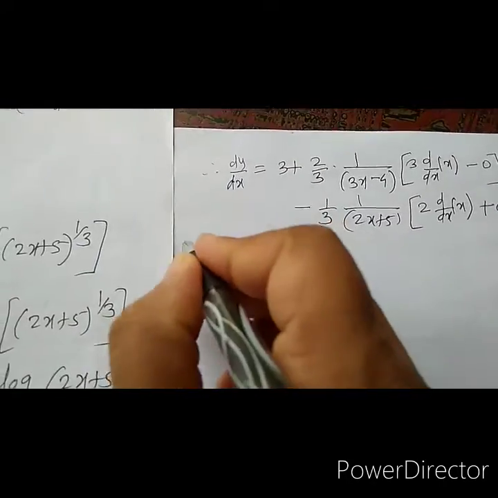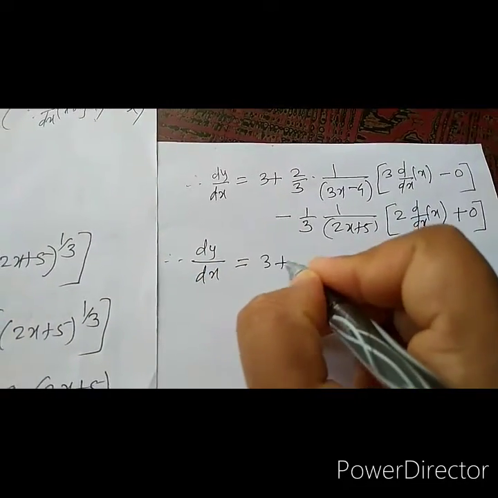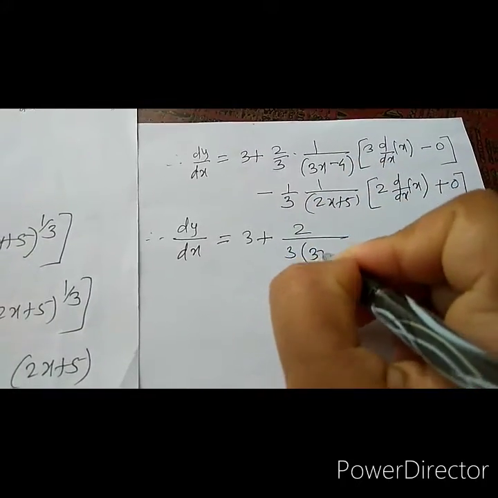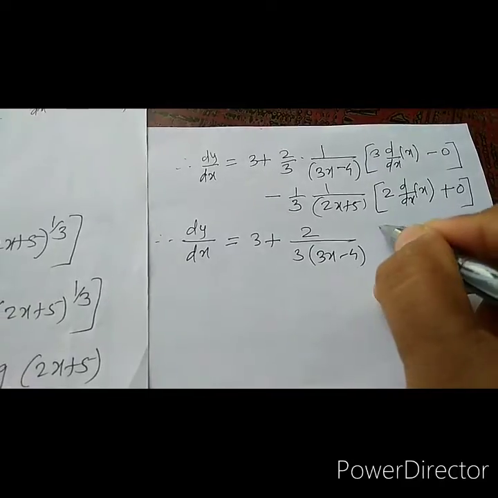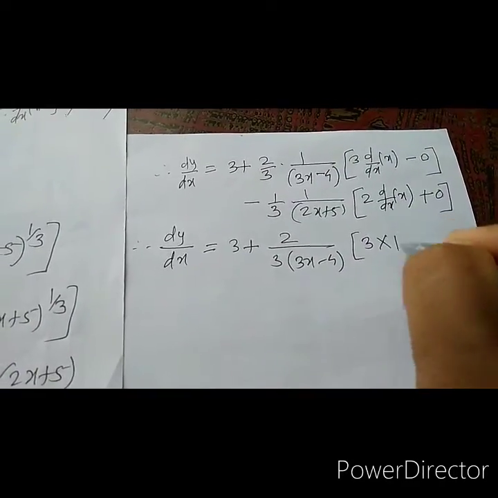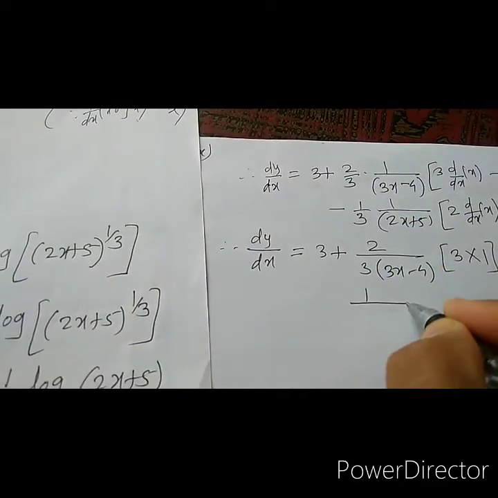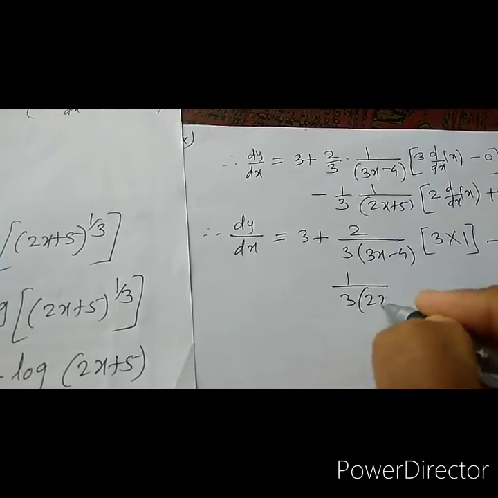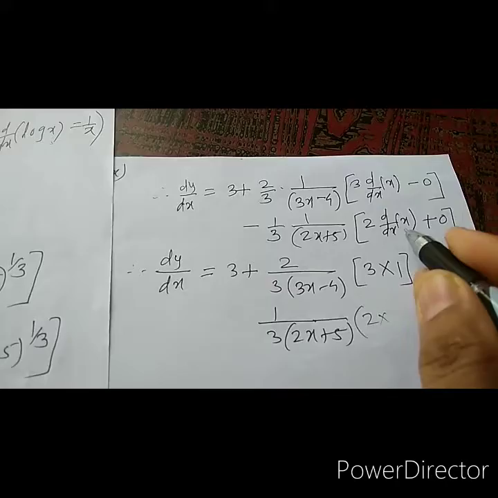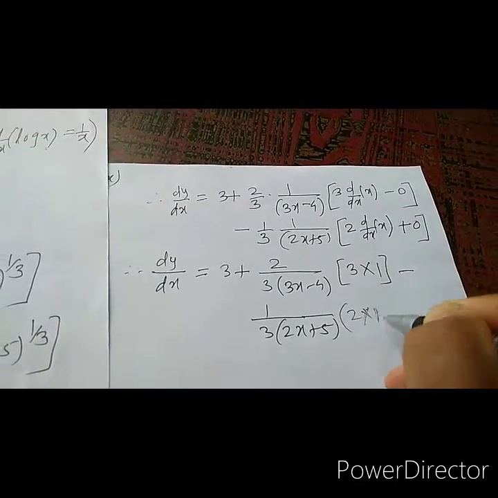Therefore dy by dx is equal to 3 plus 2 upon 3 into this bracket 3x minus 4 into 3 dx of dx, that is 1, minus 1 upon 3 into this term bracket 2x plus 5, into derivative of itself dx upon dx, that is 1.